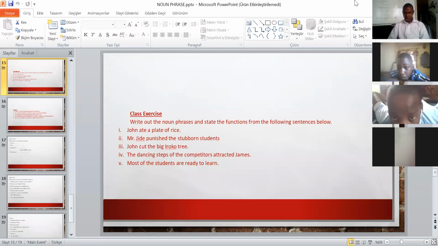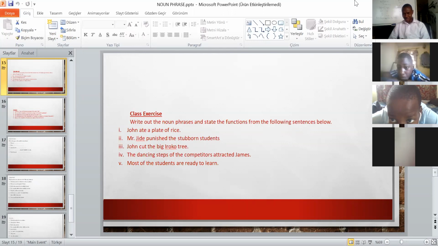Now, let's go into number 5. Most of the students are ready to learn. What is the noun phrase there? And what is its function? Most of the students. Yes, that's correct. Most of the students, noun phrase, yeah.